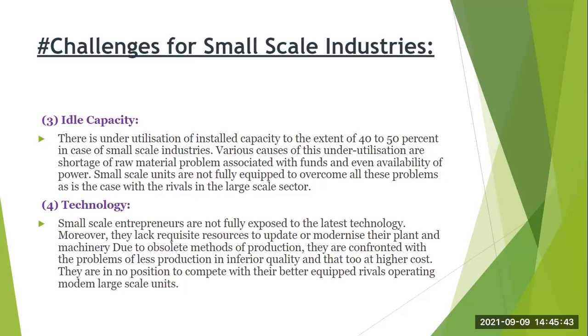We have two types of industries: labor intensive and capital intensive. Labor intensive is more of the employees and less of the machinery. Capital intensive is more of the machineries, less of the employees, right? So in this case, the employees will be in large abundance and technology will be used very little in the case of small scale industries. So due to the obsolete methods of production, they are confronted with the problems of less production and inferior quality, and that too at a higher cost. They are in no position to compete with the better equipped rivals operating modern large scale units.